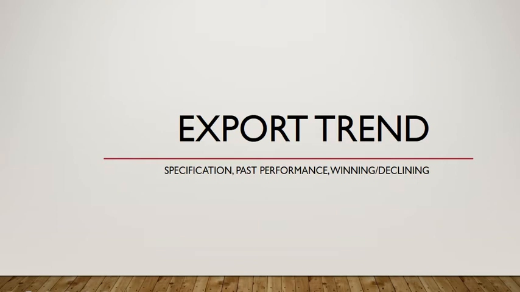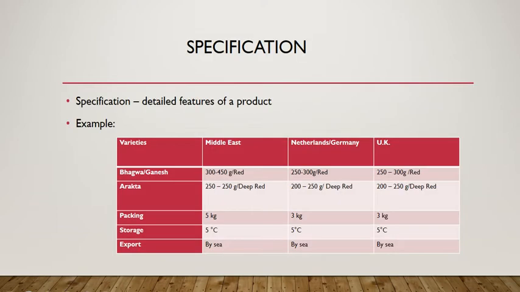past performance of the product, winning or declining factor of the product. So specification means detailed features of a product. For example, here I've taken the pomegranate as an example. The varieties of pomegranates are Bhagwa or Ganesh variety and Arakta variety.